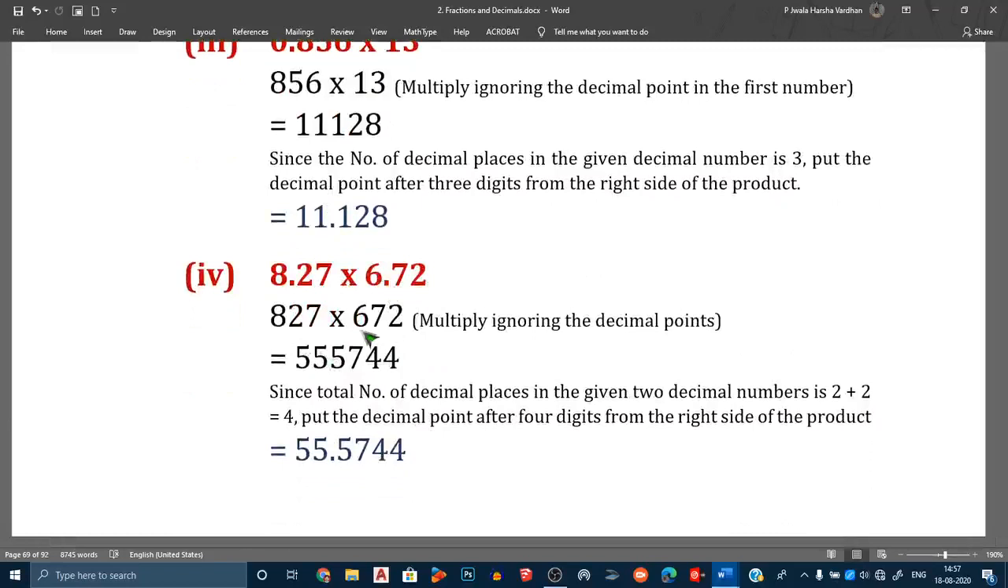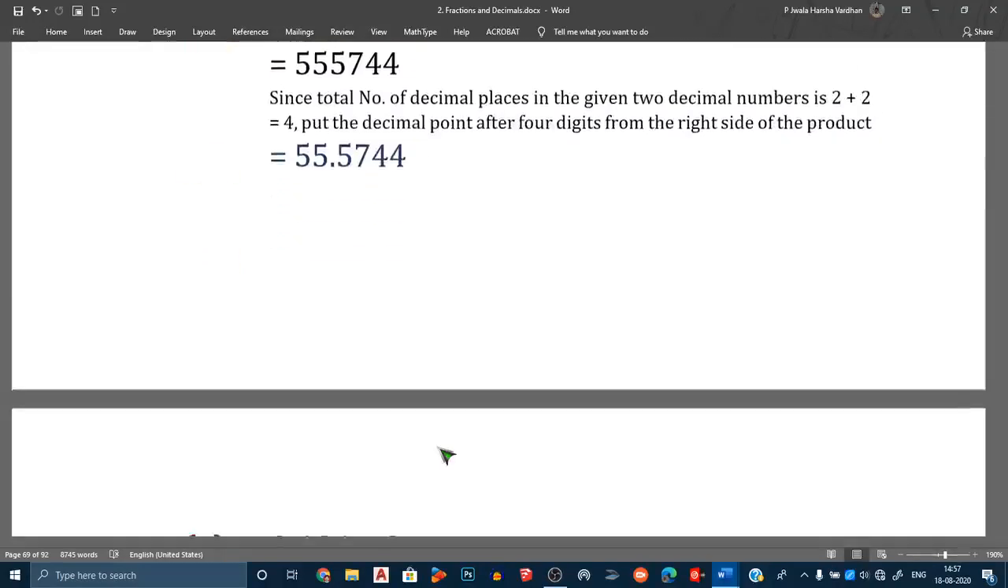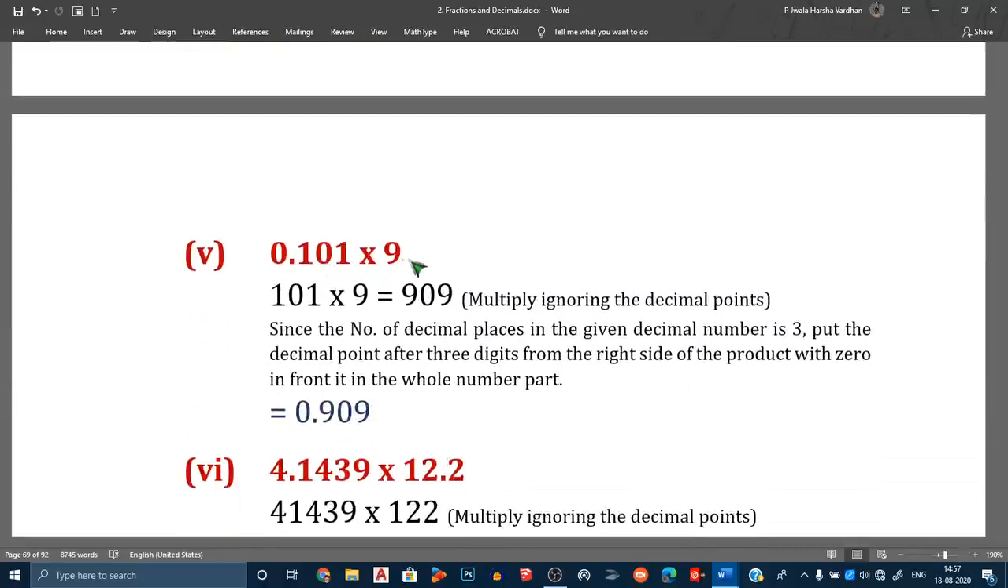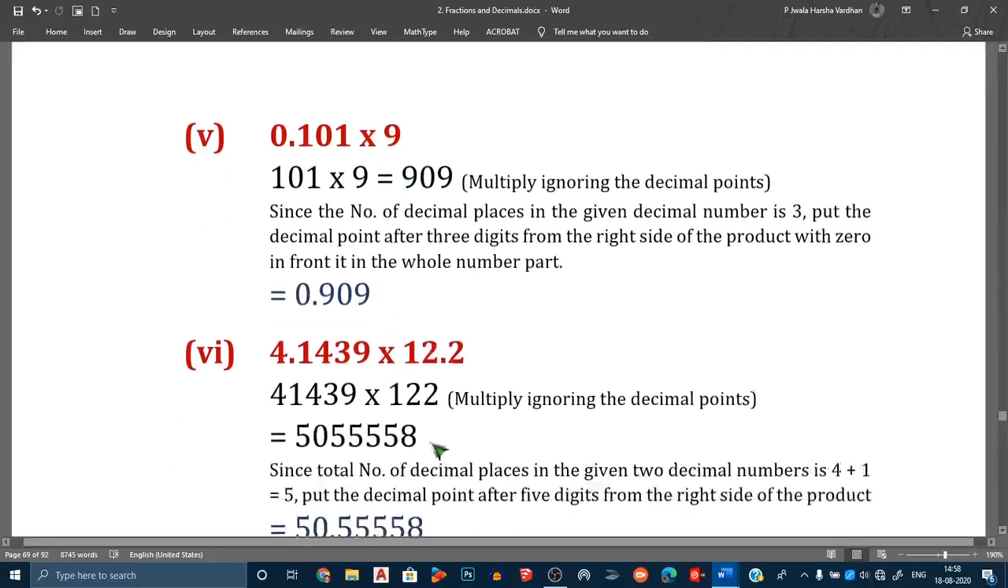Here also ignore the decimal places, multiply, count the number of digits: 1, 2, 3, 4. Leave 4 digits from the right side, put a point: 55.5744. Okay. Next, 0.109 into 9, 101 into 9. So now 101 into 9 is 909. Count how many digits in this: 3 digits. So leave 3 digits and put a point: 0.909. Since there is no number in the whole number part, you write 0 here: 0.909.